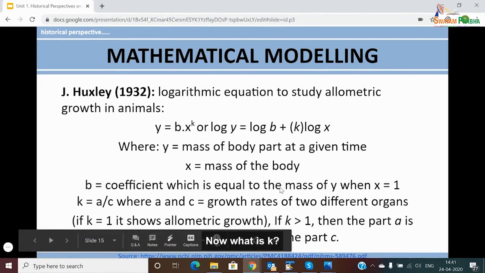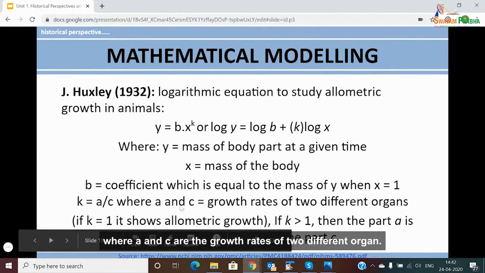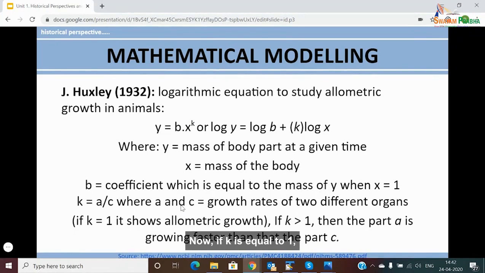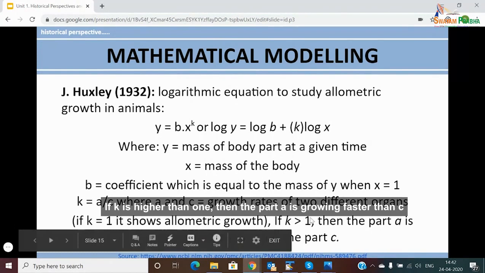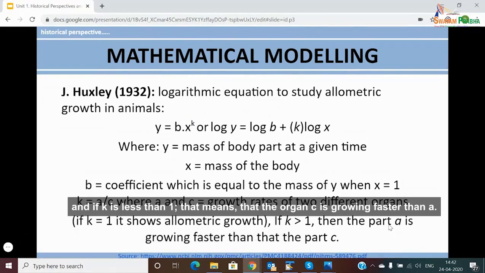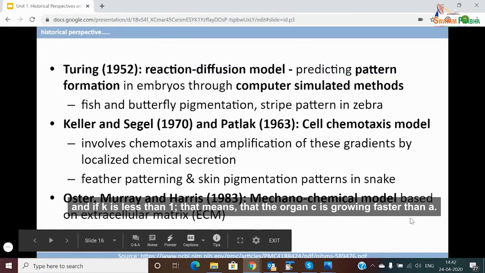Now what is k? k is basically the ratio of two factors A and C, where A and C are the growth rates of two different organs. Now if k is equal to 1, it means that both the organs are growing at the same rate. If k is higher than 1, then the part A is growing faster than C. And if k is less than 1, that means that the organ C is growing faster than A.